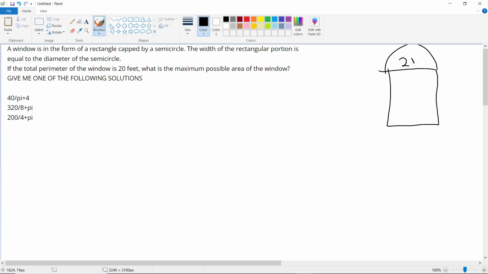Well, the diameter of the semicircle is 2 times the radius of the semicircle. That equals the width. It doesn't say what the length is, so I'll just call it length. This is also the width. If the total perimeter of the window is 20 feet, what is the maximum possible area?